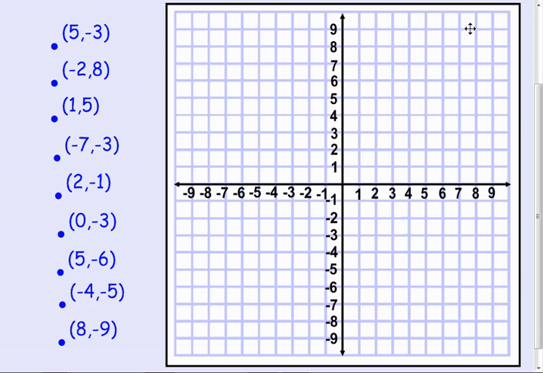Okay, so we are going to, this is X and this is Y. So I'm going to go 5 over on the X's. So I'm going to start at the origin, that's what that means, and go 5 to the right and then down 3. So I'm going to just grab the point and put it down there.